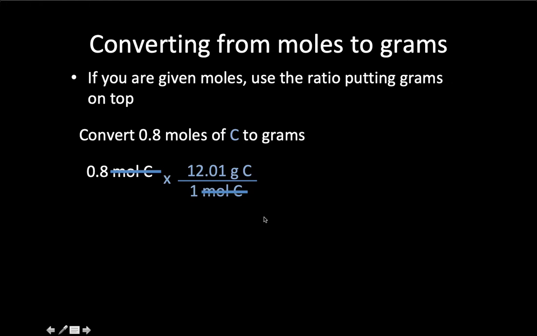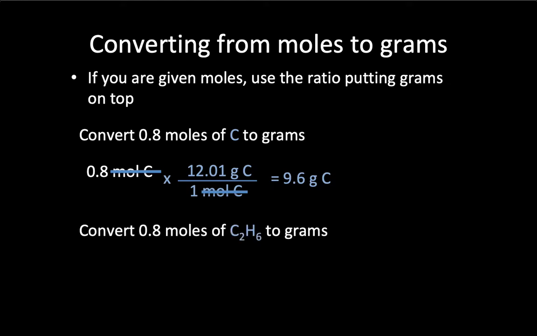At that point, you can just deal with your numbers. So we'll take this one here, 0.8, and we'll multiply by 12.01, and then we'll divide by anything that's on the bottom, which in this case is 1. Anything divided by 1 is itself, and so after doing a little bit of calculator work, you can say that 0.8 moles of carbon weigh 9.6 grams.